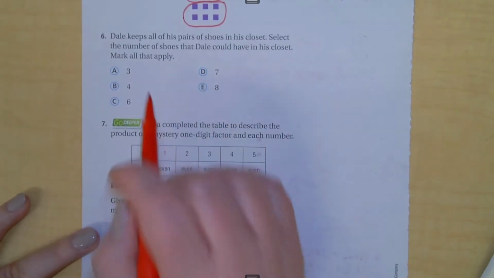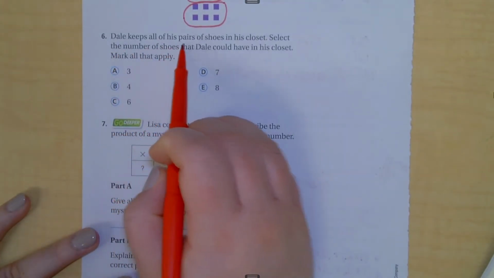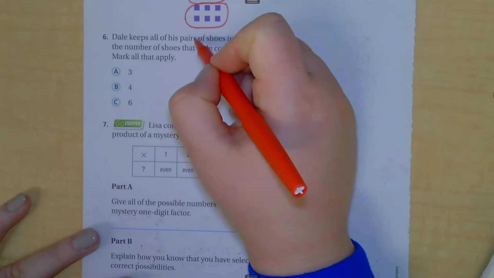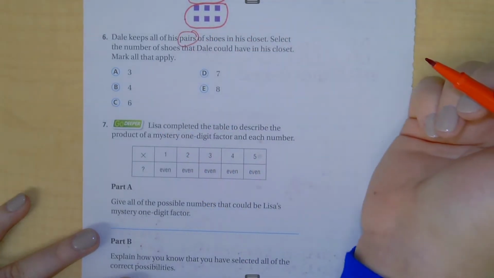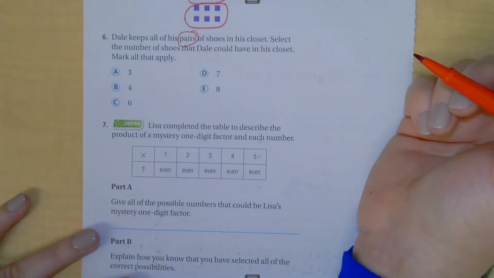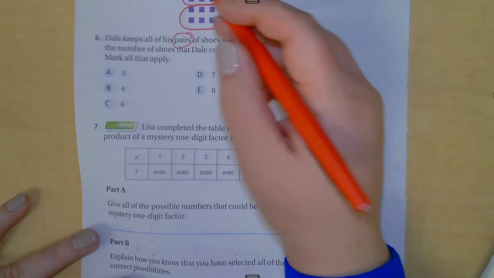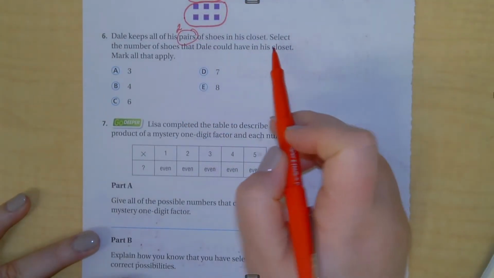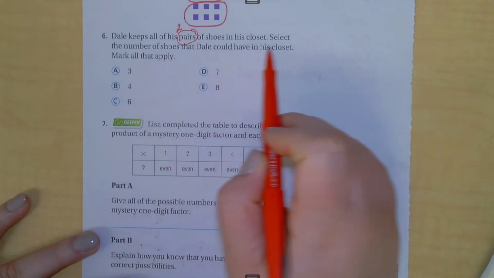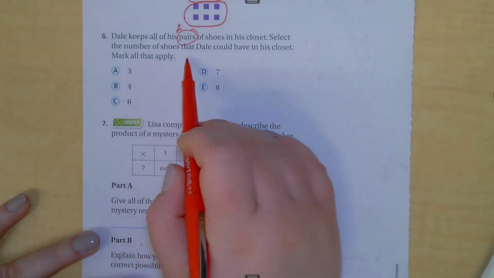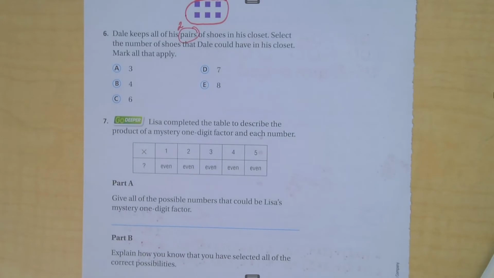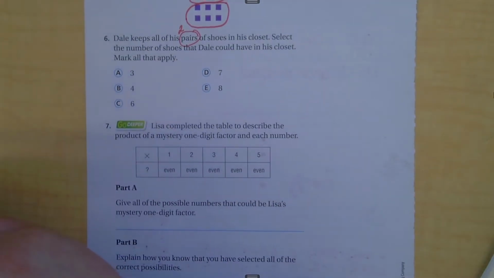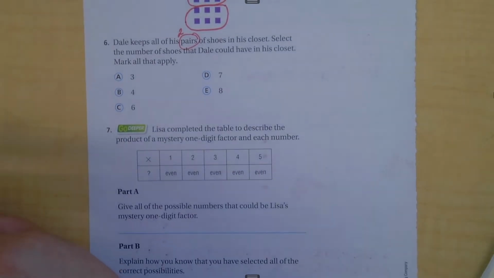Number 6. Dale keeps all of his pairs of shoes in his closet. A pair. How many is in a pair, class? 2. Very good. So a pair is 2. Select the number of shoes that Dale could have in his closet. Mark all that apply. So Dale keeps all his pairs of shoes in his closet. The number of shoes he could have in his closet means it has to be a multiple of 2.